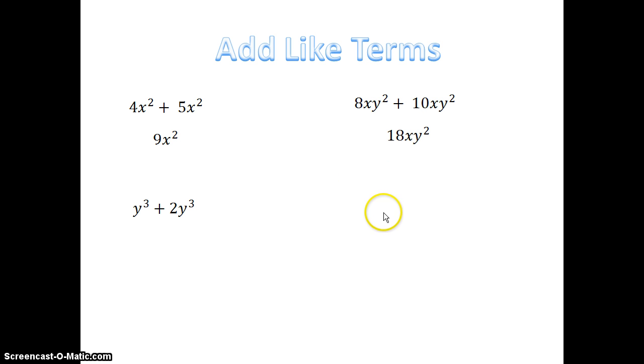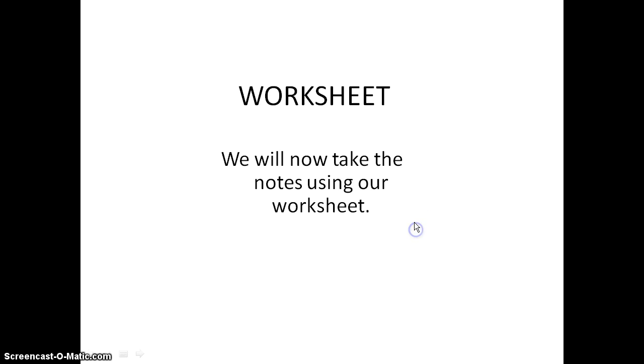Okay, here's another one. You have y to the third plus 2y to the third. Like terms, you can add them together. You're going to have 3y to the third. Okay, 9xy to the third plus 3y to the third. Looking at this, you might think for the moment that they're alike, but this one has an x and this one doesn't, so they're not alike. Okay, you cannot add them together.